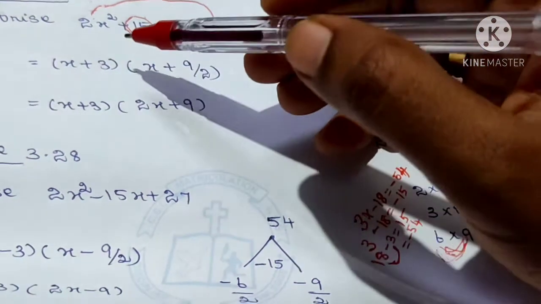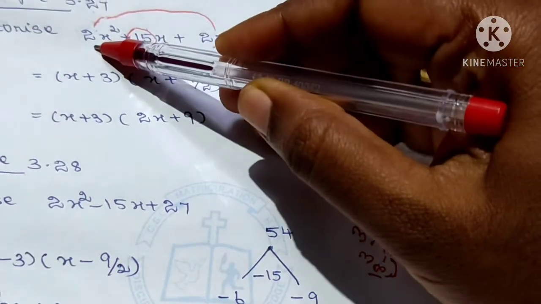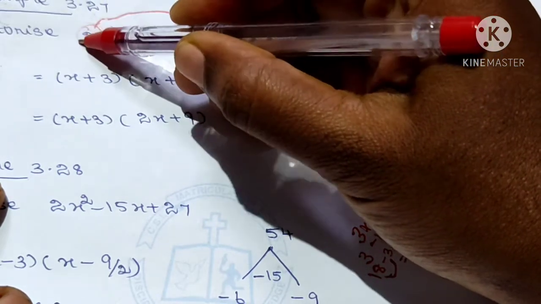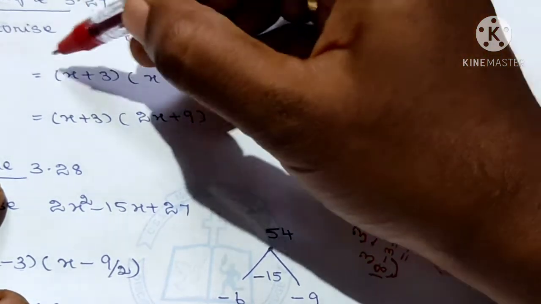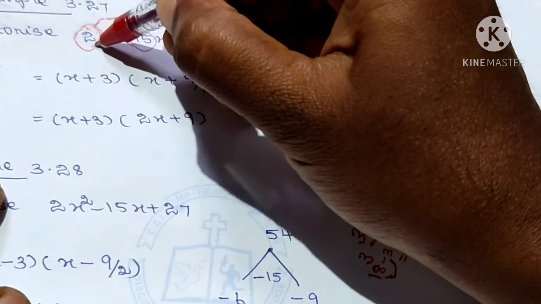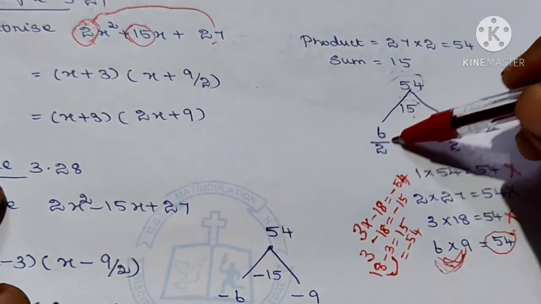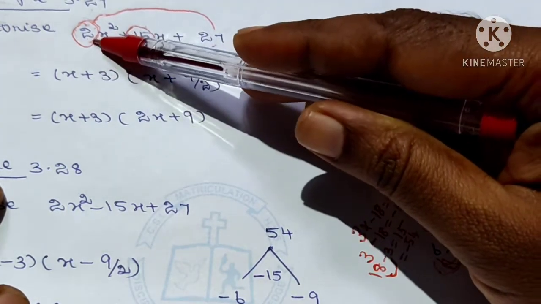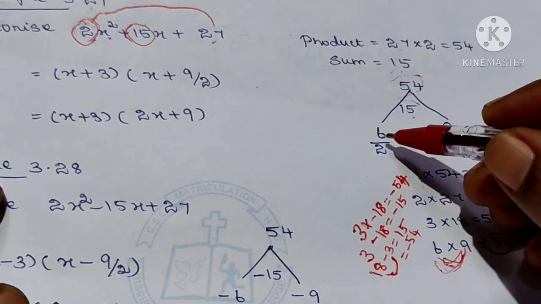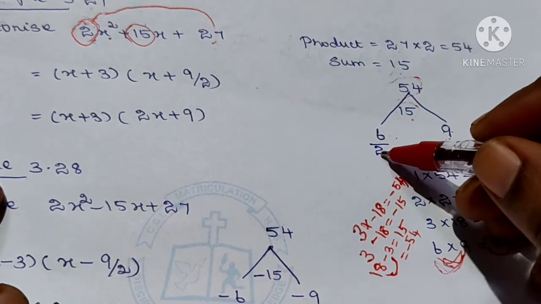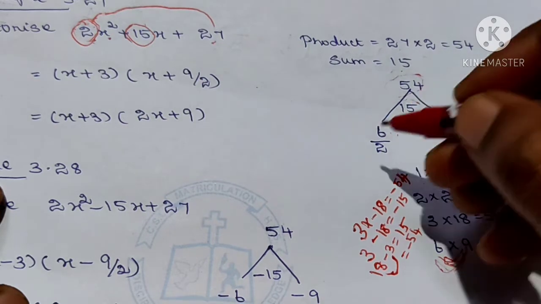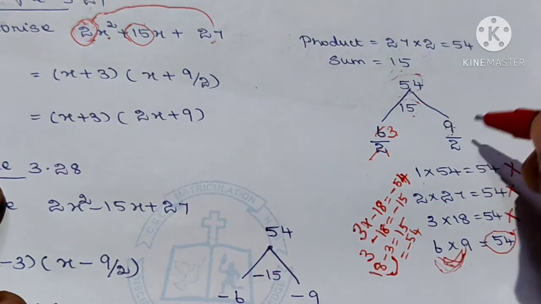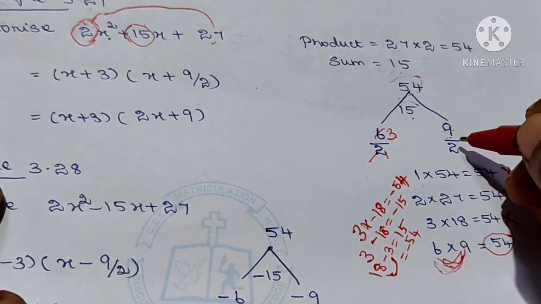Now you check the coefficient of x square. The coefficient of x square is 2. Don't forget this step. Very very important step. If the coefficient of x square is 1, you get 6 and 9 as the answer. But here the coefficient of x square is 2. So you must divide these two numbers by 2. 6 by 2 and 9 by 2. 6 by 2: 3 2s are 6, so it is 3. The 9 stays as 9 by 2.